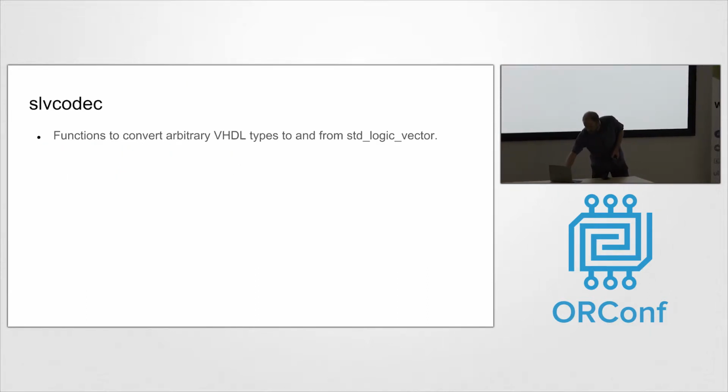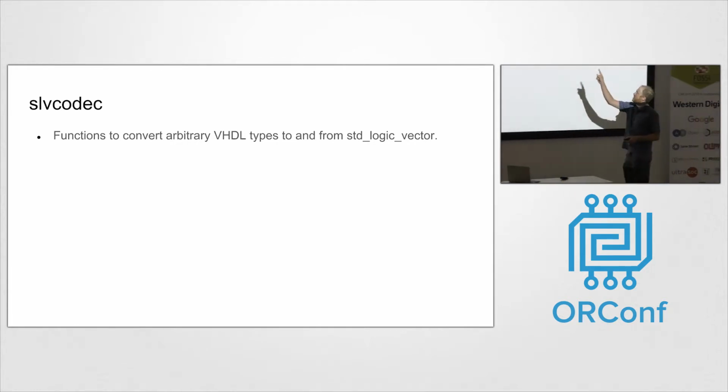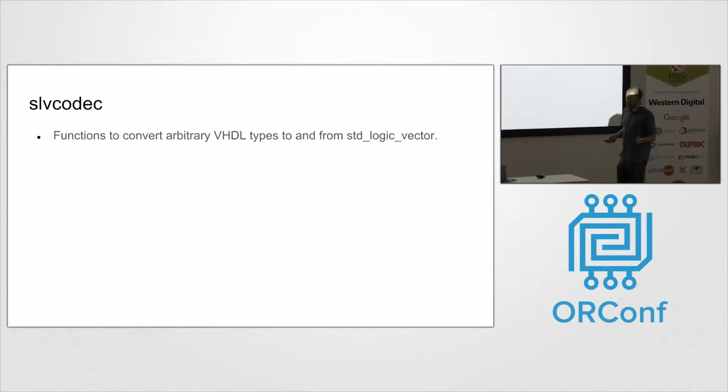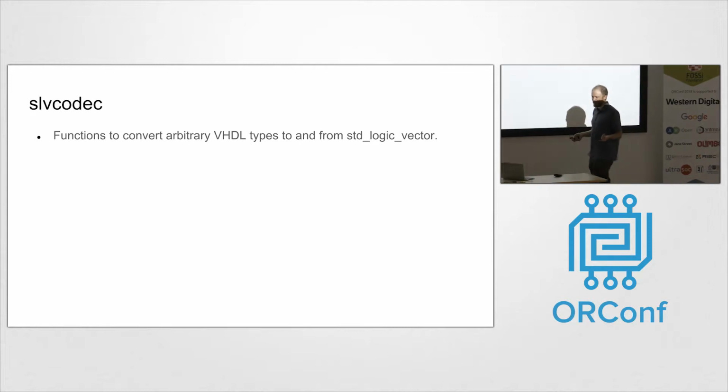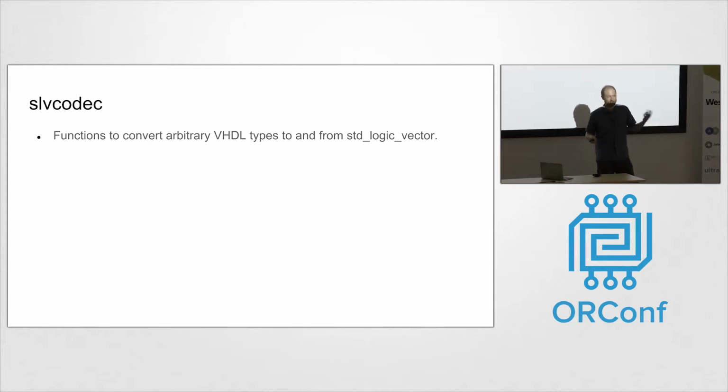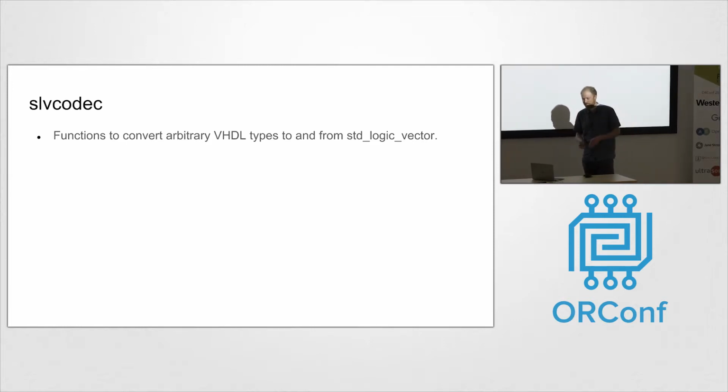Okay, so second half, I'll just talk a bit about slvcodec. One of the pains with VHDL is that you always want to be converting things to and from standard logic vectors, but there's no default way of doing that. Because if you want to make a FIFO, you can't have a generic type going in as your data, so you convert things into standard logic vector.